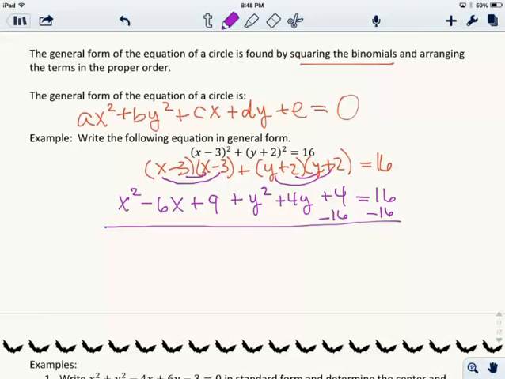Now, arranging it how it's been written here, we have our x squared, then we have our y squared. Our x term will come next, so minus 6x, then our y term plus 4y, plus our constant, which is 9 plus 4 minus 16, which is going to give us a minus 3, and then equal to 0. And that right there is the equation in general form.